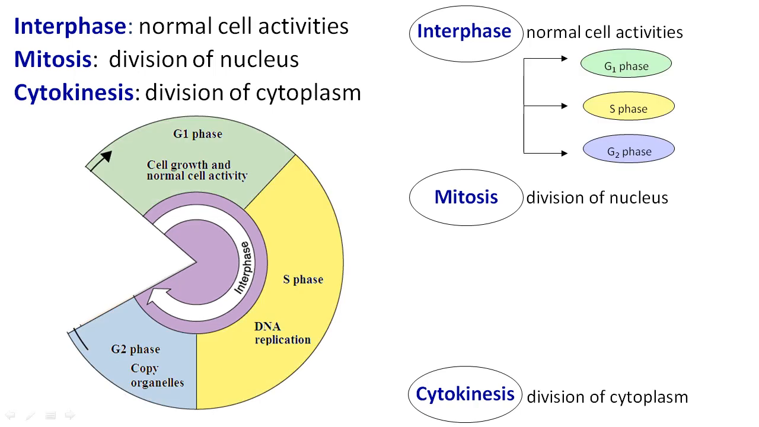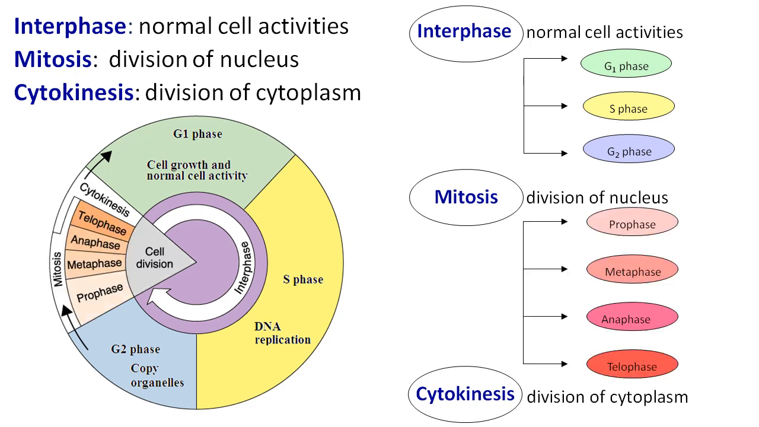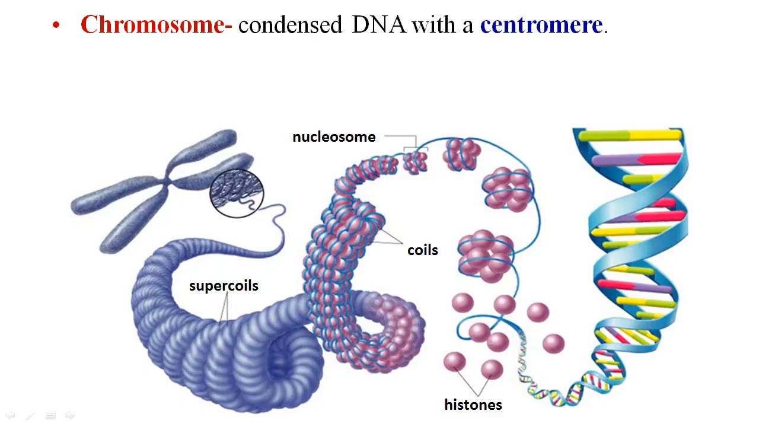Interphase has three smaller substages of its own, called G1, S, and G2 phase, whereas mitosis has four substages: Prophase, Metaphase, Anaphase, and Telophase. In order to continue with the rest of this video, there are two definitions that are going to be important. The first one is called a chromosome, and this is a condensed form of DNA with a centromere. That centromere holds two halves of the chromosome together called sister chromatids.